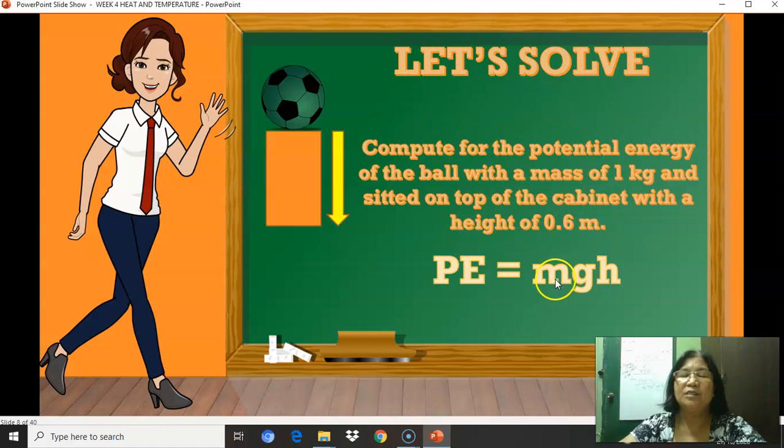Okay, let us solve. So the given mass is 1 kilogram. Okay, acceleration due to gravity is 9.8 or 10. And the height is 0.6 meter. So all we need to do is to multiply the three given. So substituting the formula, mass is 1 kilogram, g is 10, and then height is 0.6. So 1 times 10 times 0.6, it is equal to 6 joules. Okay, since it is an energy, meaning to say the unit is in joule or capital J. Okay, I hope you got it right.